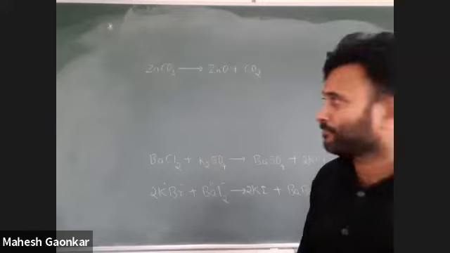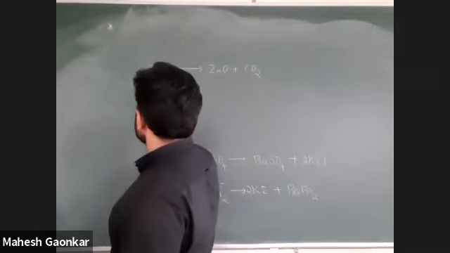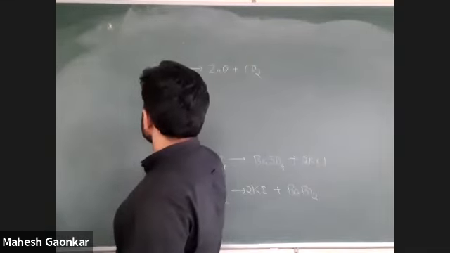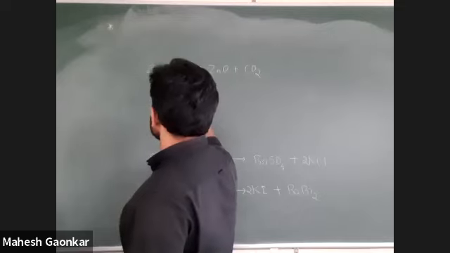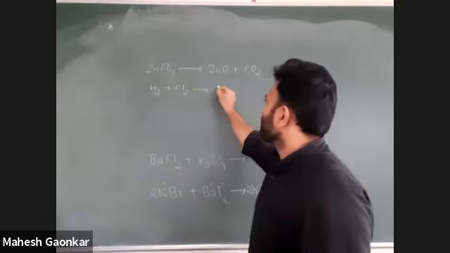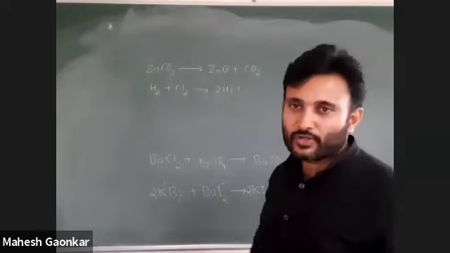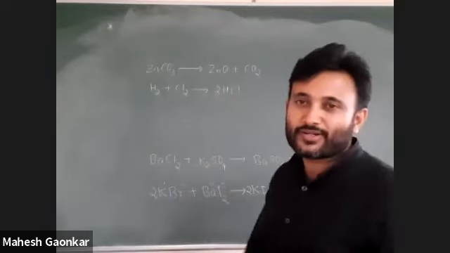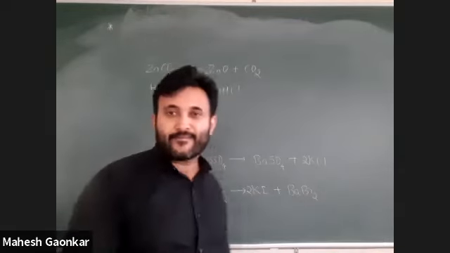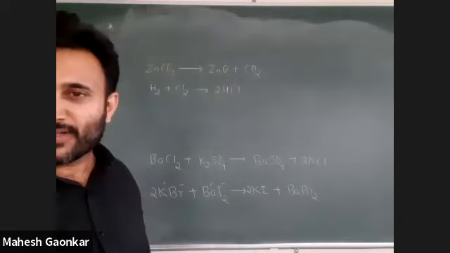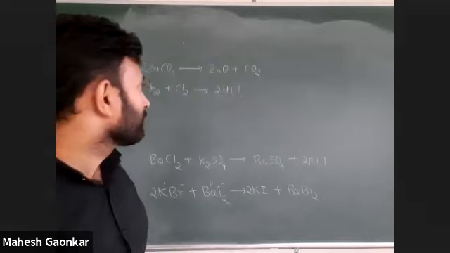Hydrogen plus chlorine. Hydrogen is the formula H2. Chlorine is the formula Cl2. H2 plus Cl2 should give 2 HCl. It's a combination reaction. There is no other way. Only HCl should be the product. Hope that's clear, everyone.